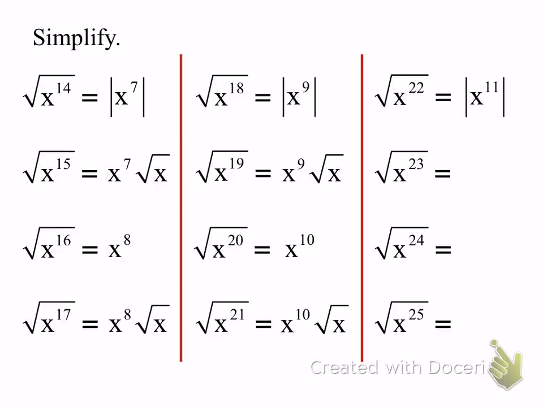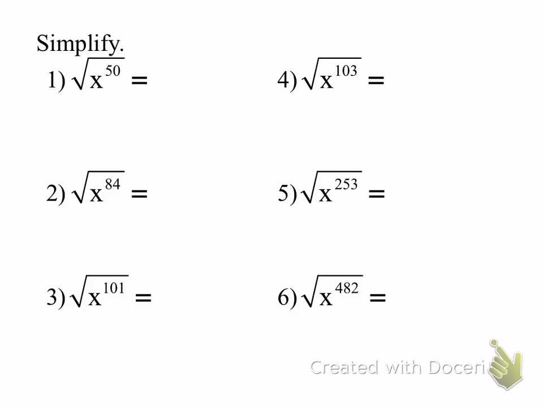Now, x to the 23rd. What is that, please? Jagger? X to the 11th and radical x. Good. X to the 24th. Ethan Binns? X to the 12th power. Good. Jonah? X to the 25th is x to the 12th times radical x. Good. Okay, now, radical x to the 50th.